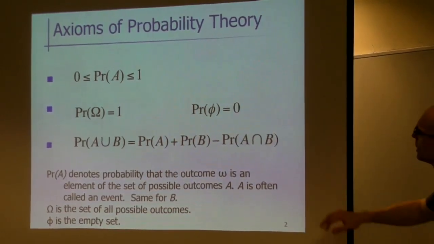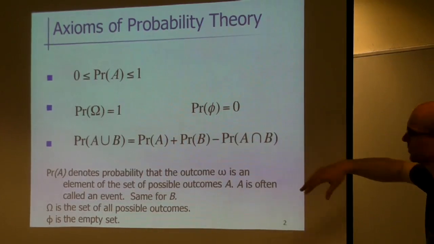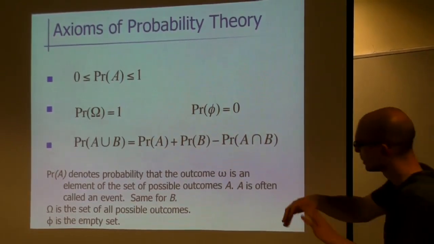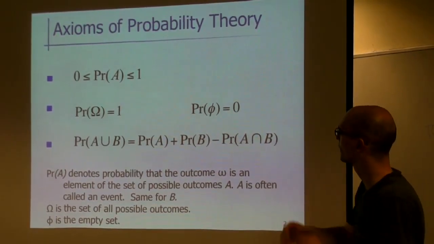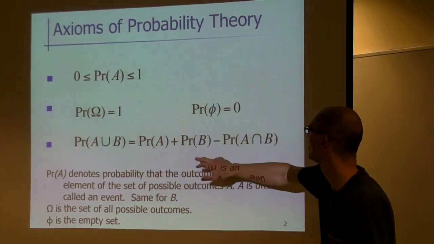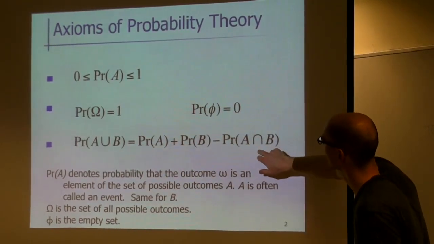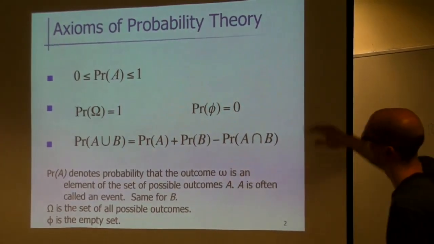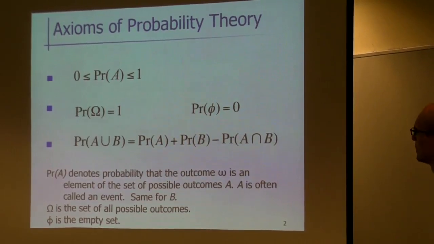If you have two sets, A and B, each of them containing some possible outcomes, then the probability of the outcome falling in the union of A and B is the probability of falling in A plus the probability of falling in B minus the probability of the intersection. So this is to avoid that you double count things that are in the intersection. These are the axioms. You don't need to be able to prove this. It just starts from this.